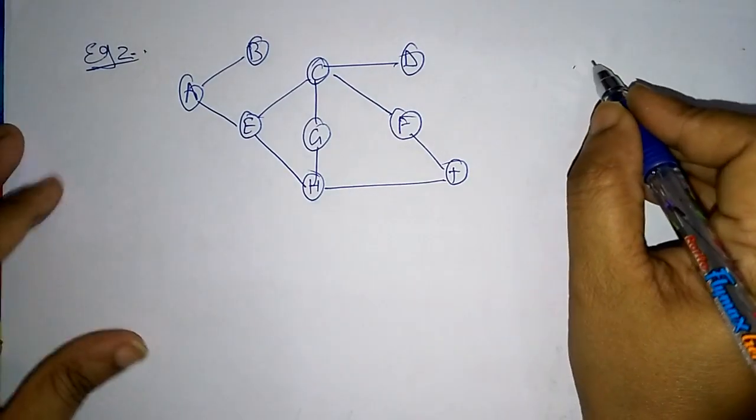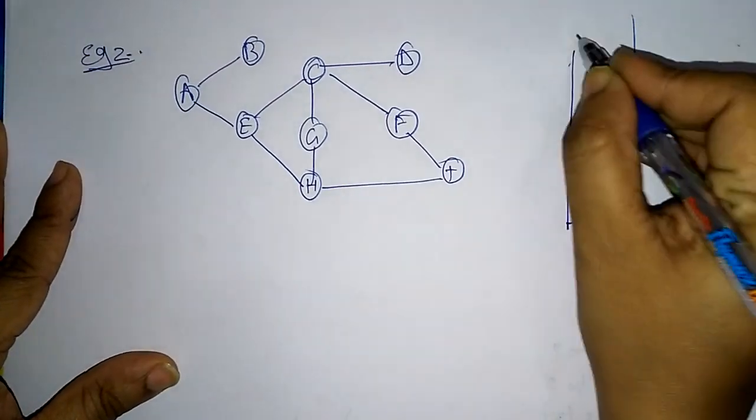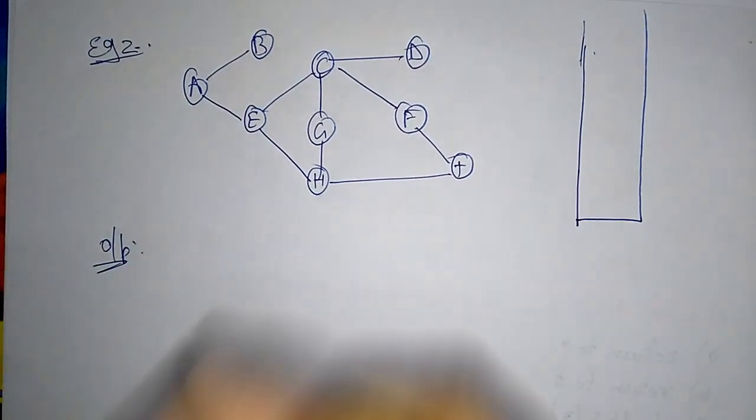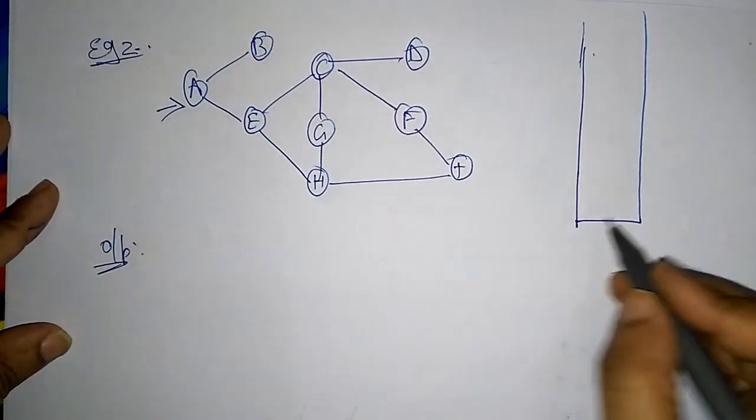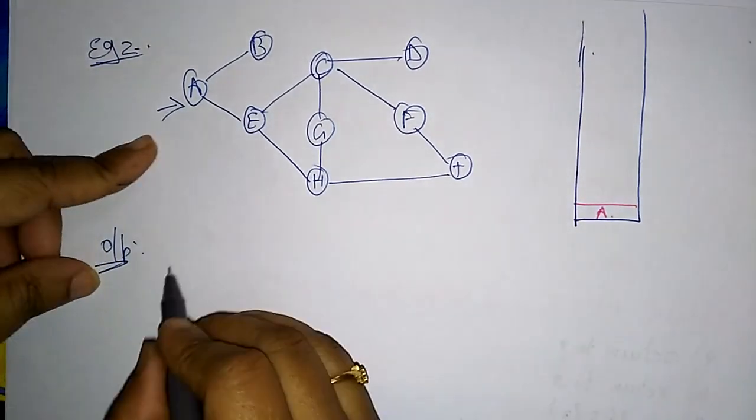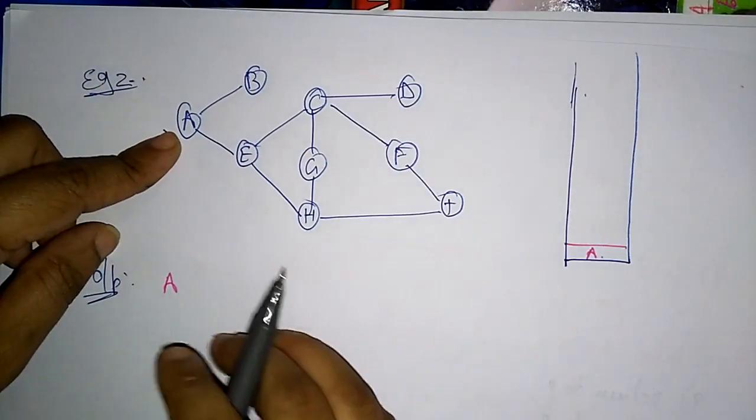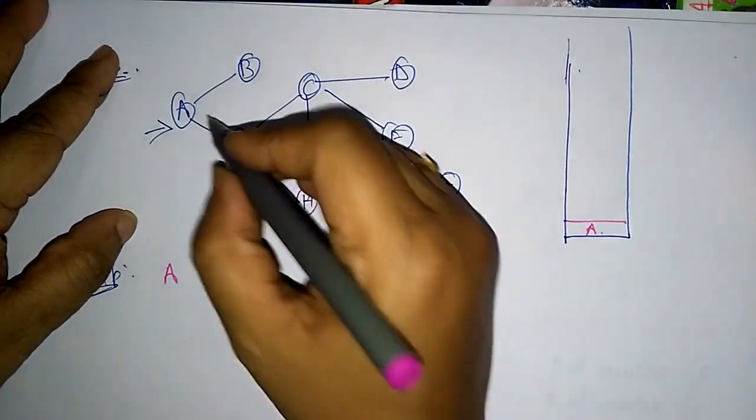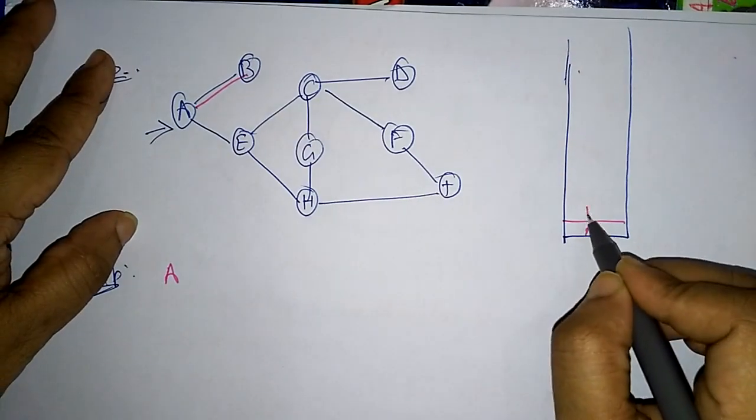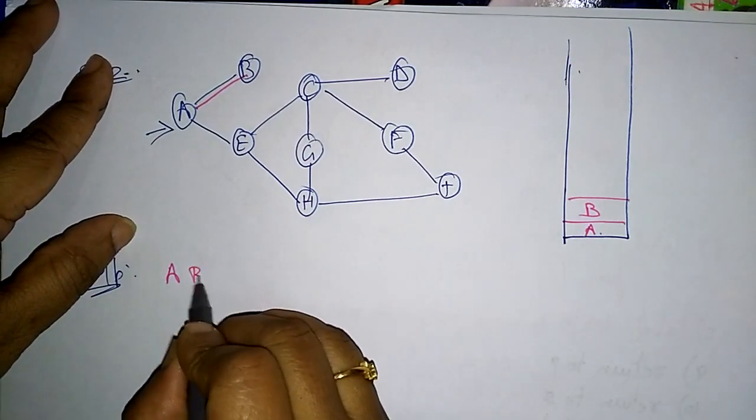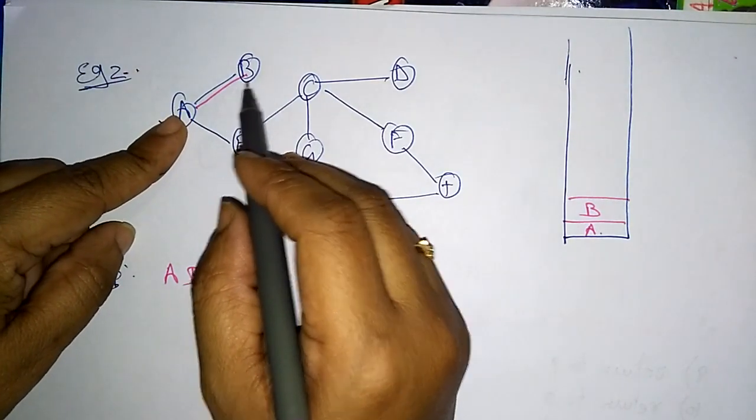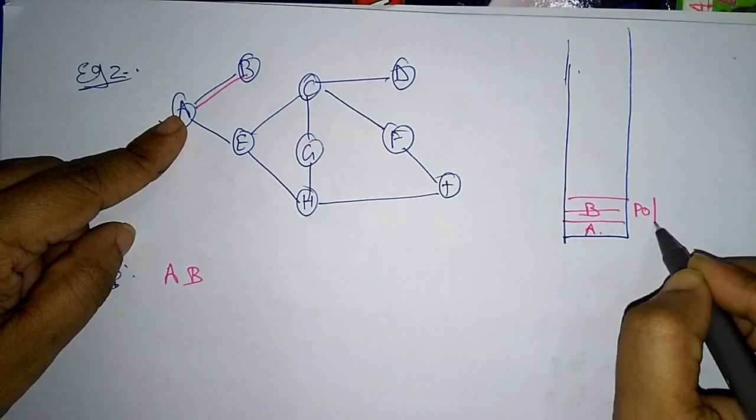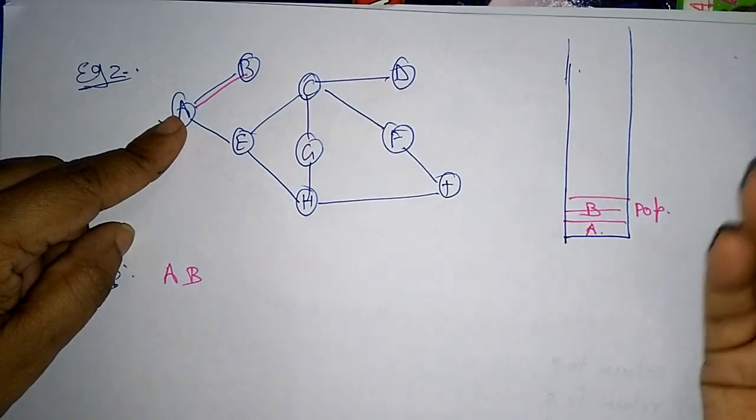Here I am taking this stack, and I am writing the output here. First I start from A. I put the value of A in the stack and write the output. What are the adjacent vertices for A? B and E. I am taking alphabetical order, so now I am selecting B. That has to be entered into the stack and written in the output. There are no more values adjacent to B, so just pop it. The topmost element of the stack has to be deleted.